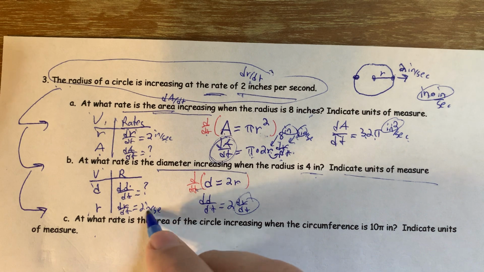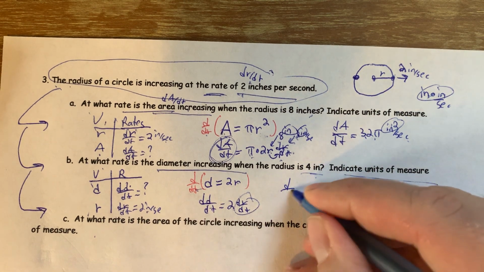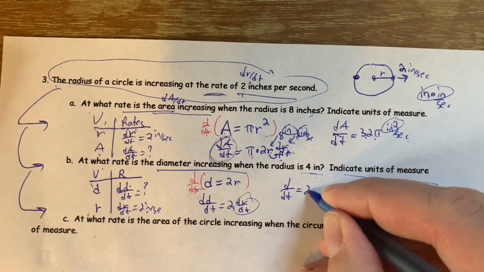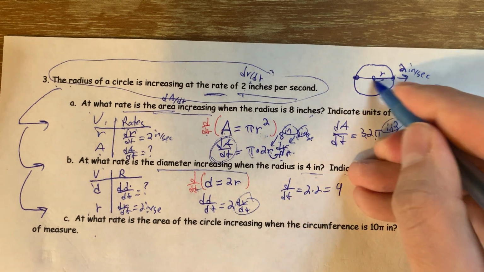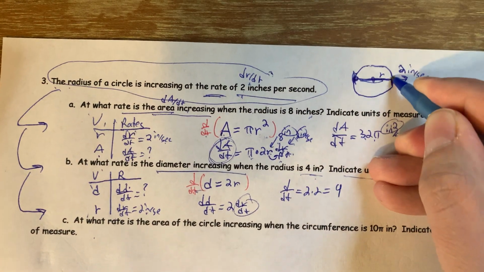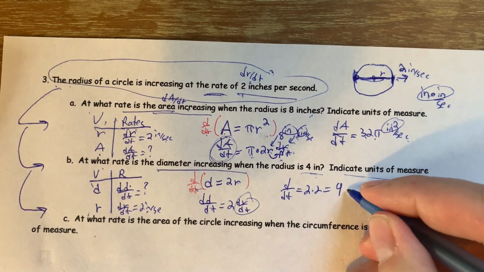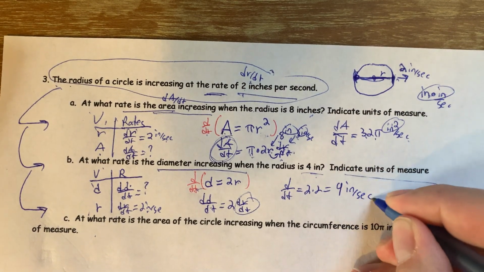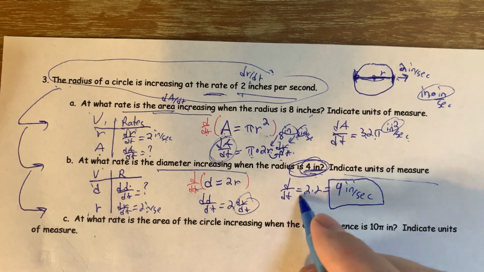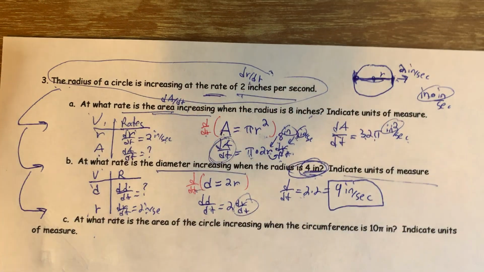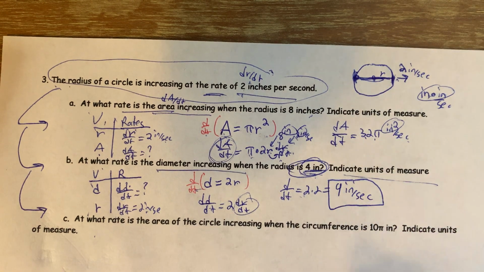dr dt is 2, and so we get dD dt equals 2 times 2, which is 4. Diameter is a length, and so it will also just be measured in inches. So the diameter is measured in inches. This will be inches per second. Notice we didn't even have to plug in that the radius was 4 inches because there was nowhere to plug in the radius, and that's okay. We give some additional information we didn't need.